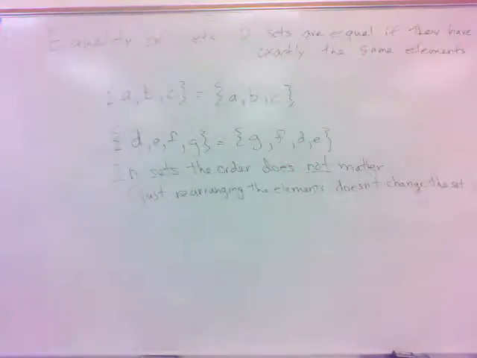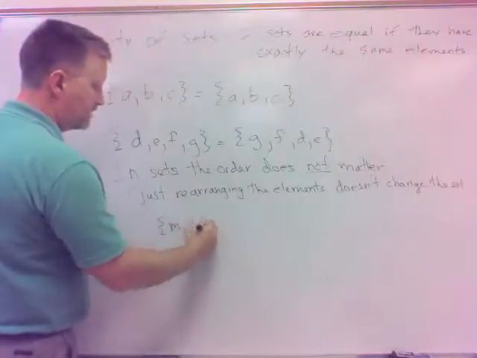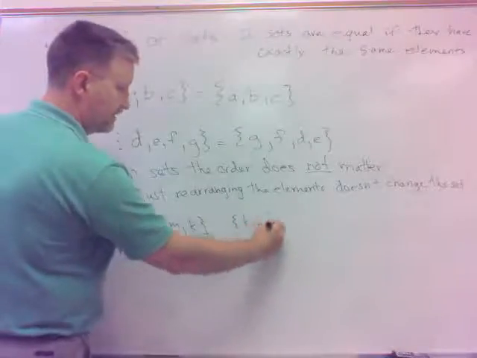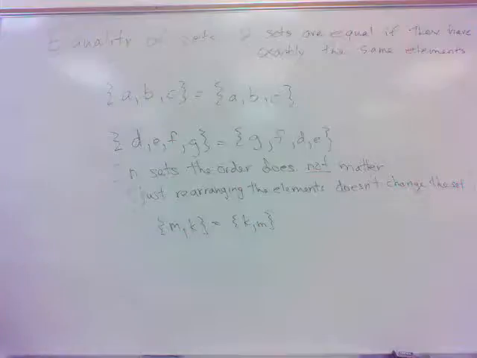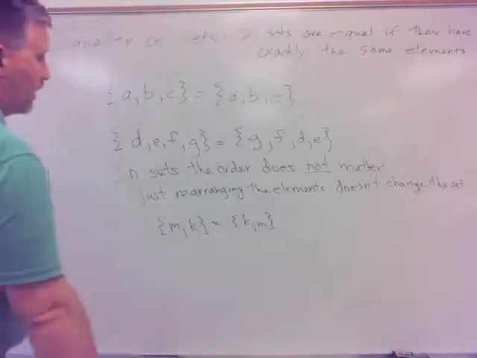Okay? So back when I was listing all those subsets, that's the reason I didn't list like MK and then KM again, because those are exactly the same. Those two sets are the same. They're equal. So just rearranging the elements doesn't change your set. Okay? All right?